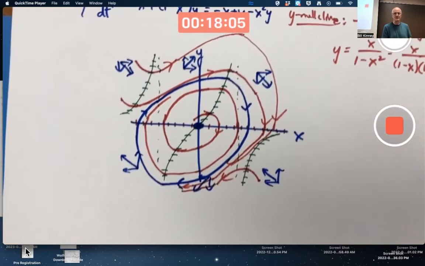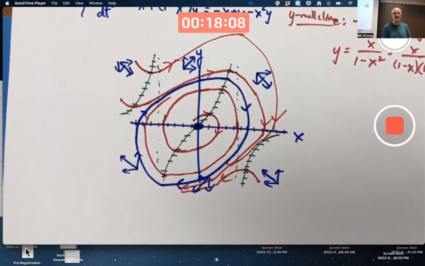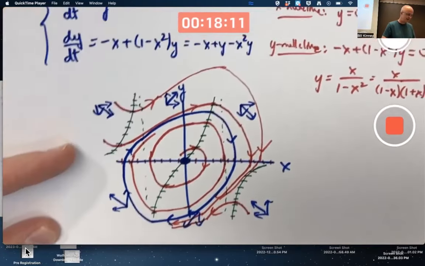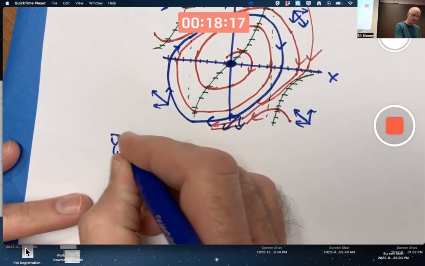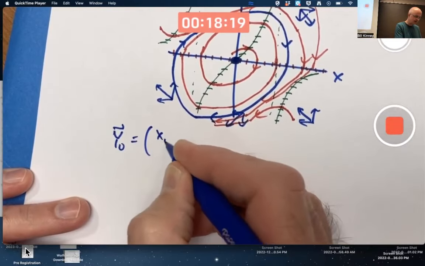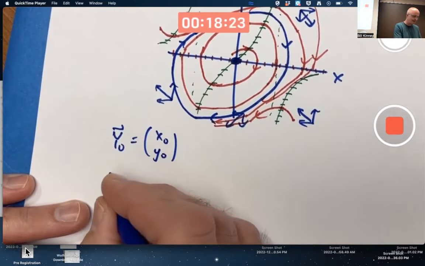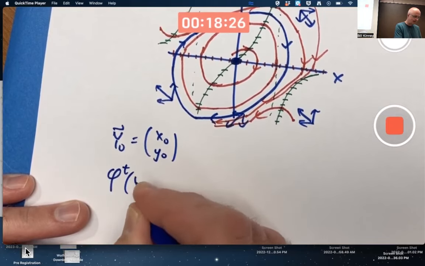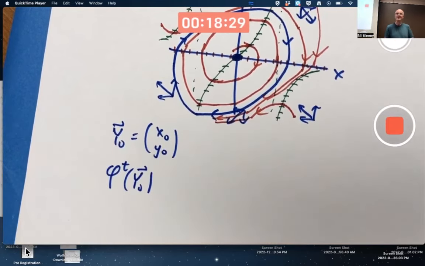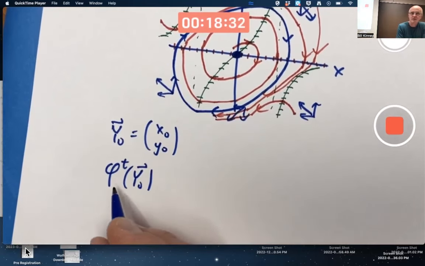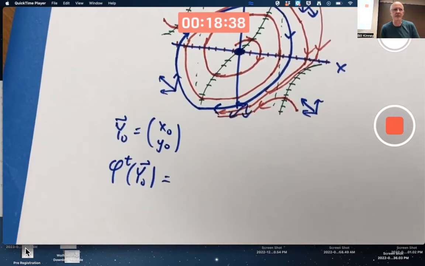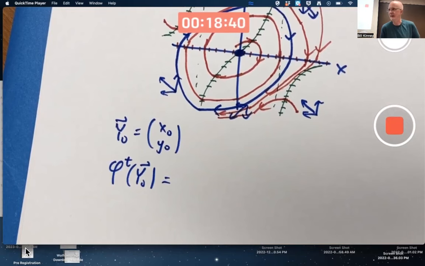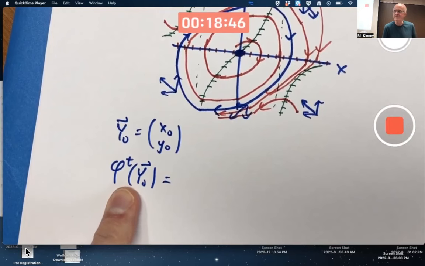The flow property works here as well. What would the flow property say in this context? If I have an initial condition vector, y naught, whose components are x naught, y naught, what's the flow in this case? Remember, I put superscripts here. It's really a family of functions. When I say the flow, it's really infinitely many functions, one function for each value of t.